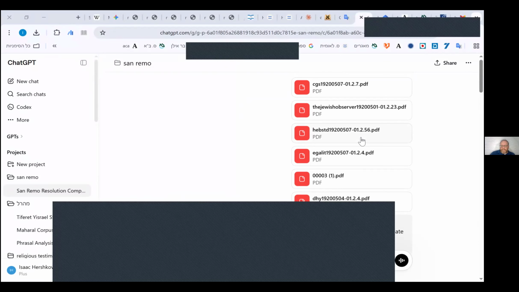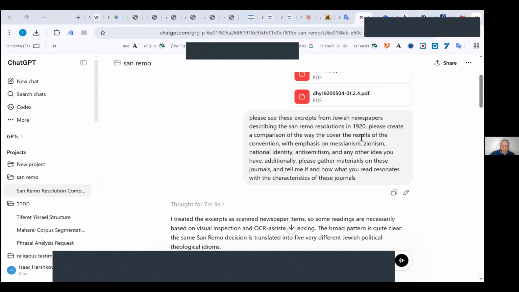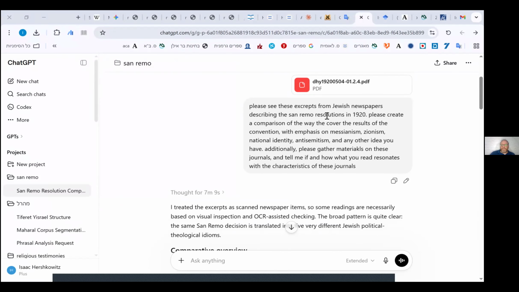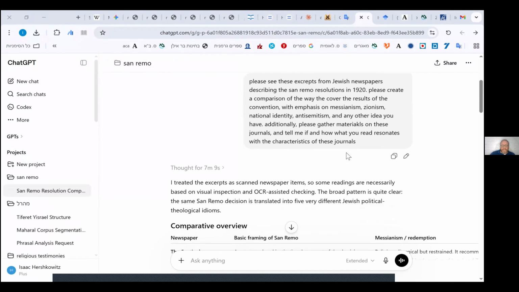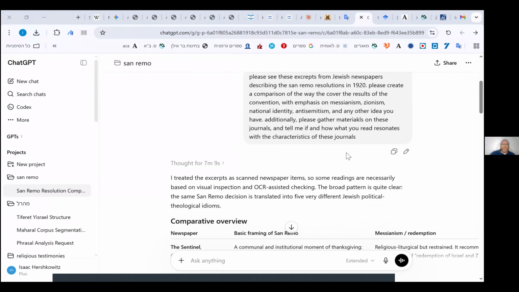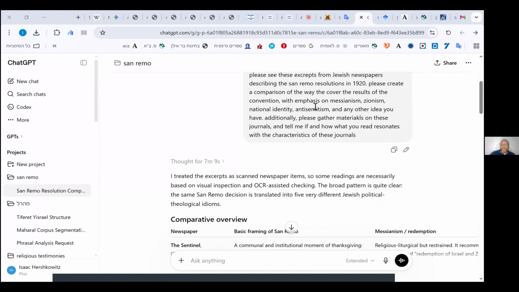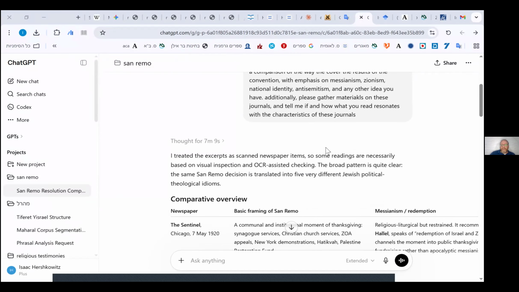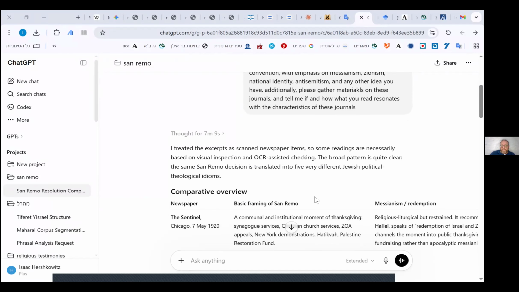I found 6 papers. I mean, I found more, but I wanted to diversify. Please see these excerpts from Jewish newspapers, of course. Please create a comparison of the way they cover the results of the convention with emphasis on Messianism, Zionism, national identity, anti-Semitism, and any other idea. Additionally, gather materials on these journals, forgive my typos, and tell me if and how what you read resonates with the characteristics of these journals.